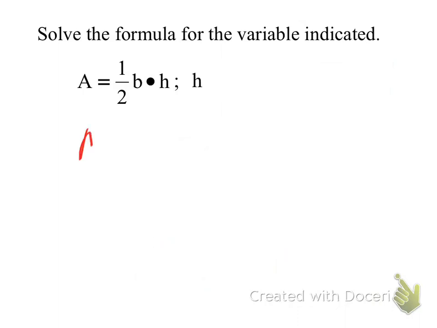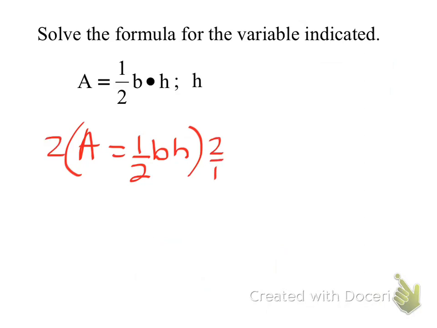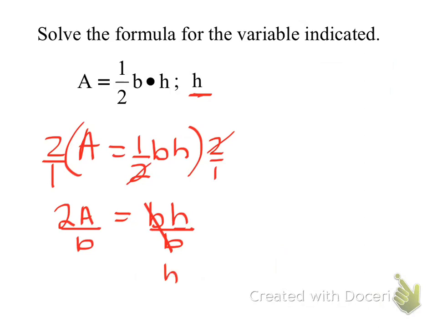Okay, but I'm not only multiplying that. I have to multiply the entire thing by what? 2/1. By 2/1, by the reciprocal to get rid of that fraction. So when I do that, they cross cancel. I'm left with BH and 2A. Next step, Julian, what would I do to get my H alone? Divide by b. Divide both sides by B, and we are left with H equals 2A over B.